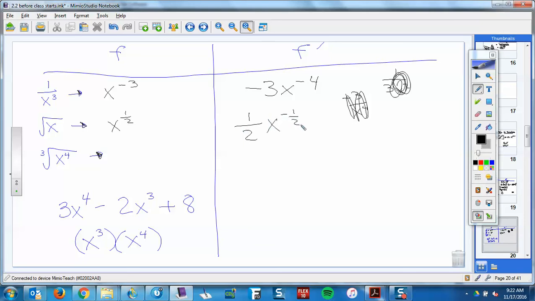1/2 x to the -1/2. Remember, you've got to subtract 1. So it's 1/2 take away 1, or 1/2 take away 2/2, which would be -1/2. So we're going to have to be able to work with fractions. Okay? What about this root?